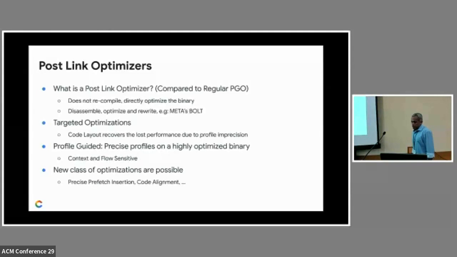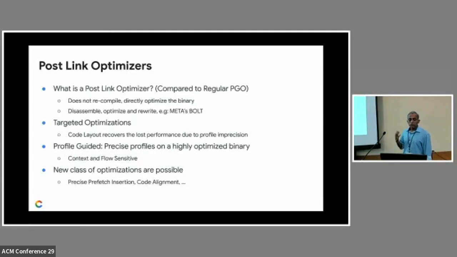So, introducing post-link optimizers. Post-link optimizers can solve some of the problems that I just described. Before that, let me quickly define what a post-link optimizer is. Compared to a regular profile-guided optimizer, a post-link optimizer does not recompile the application, but directly optimizes the binary. An example is Meta's recent Bolt tool, which is a binary optimizer. It basically disassembles the binary, runs some optimizations on the high-level IR, and then rewrites the binary. Binary optimizers apply specific targeted optimizations in a subset, and they don't do what a traditional compiler does. Code layout is an example, and code layout seems to recover most of the performance that was lost due to the profile imprecision problem that I talked about.